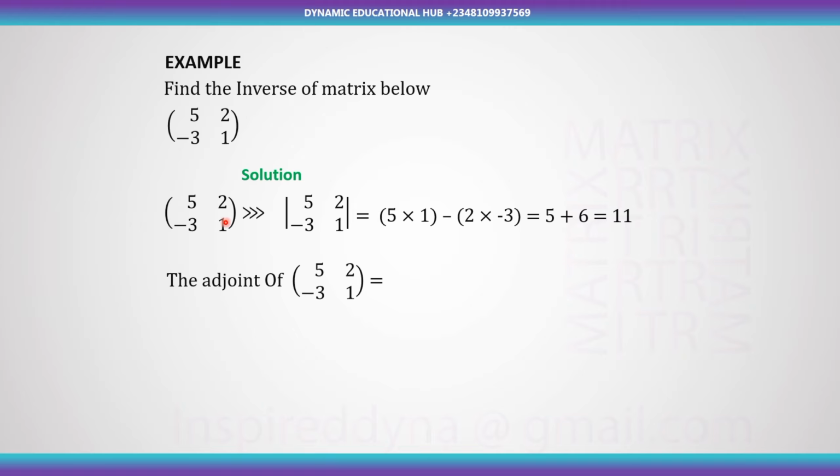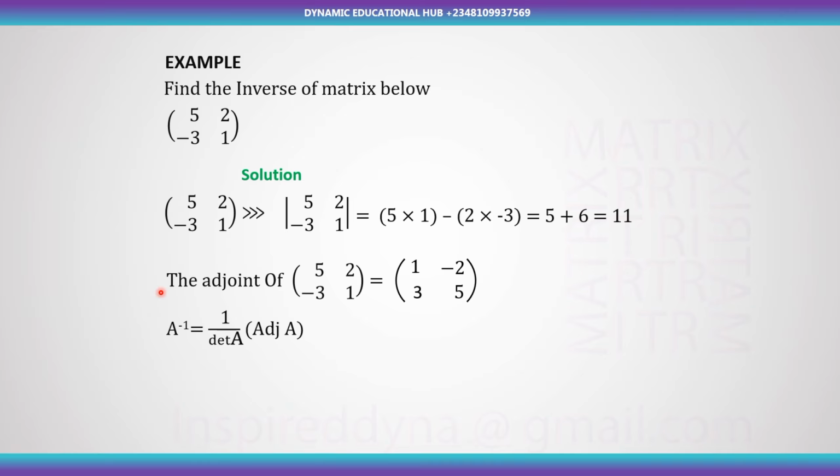The next thing is to find the adjoint of this matrix. To find the adjoint, you swap this diagonal. So this one becomes 1 and this one becomes 5 when you swap them. The other diagonal, you find the additive inverse, which means you give them negative signs. Now doing that, this one will become 3 and this one will become minus 2. So this is the adjoint.